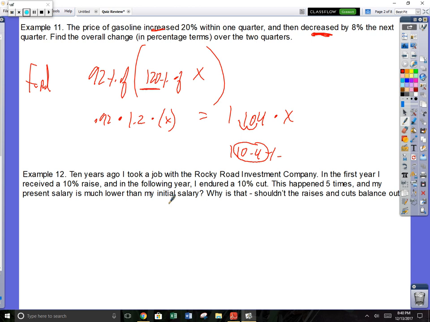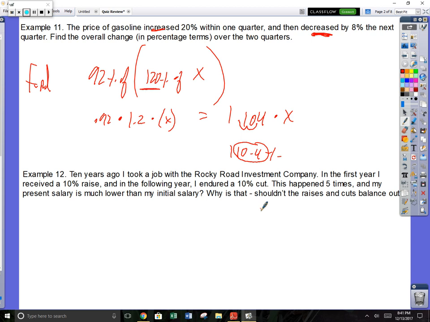Okay, 10 years ago I took a job with Rocky Road Investment Company. The first year I received a 10% raise. Then the next year I endured a 10% cut. And this cycle happened 5 times. My present salary is much lower than my initial salary. Why is that? Shouldn't they all balance out?